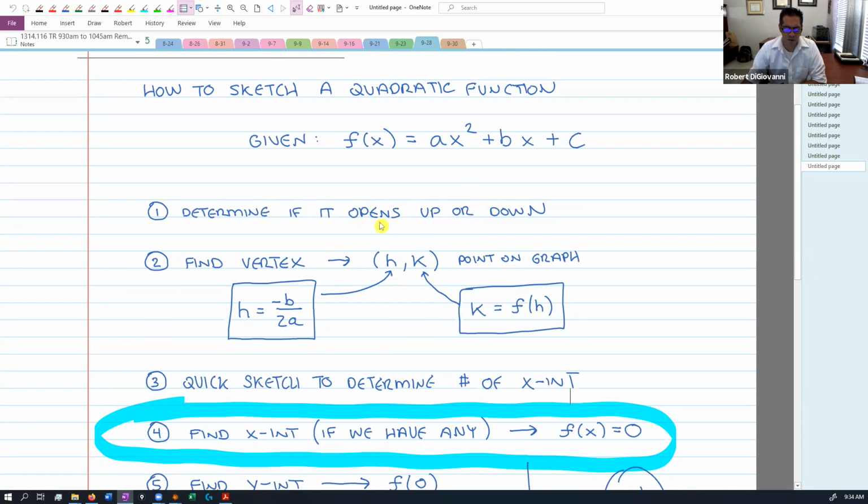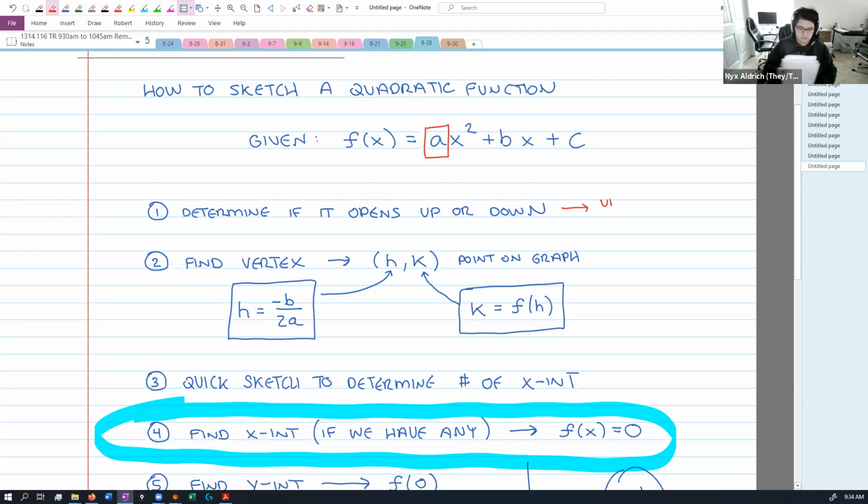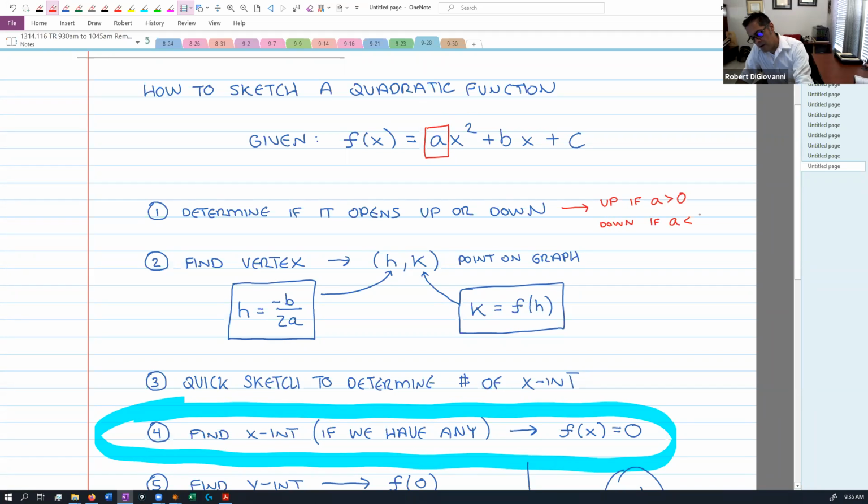What do you look at to determine if it opens up or down? Whether A is negative or positive. That's right. So you look at the number in front of x squared. It will open up if A is positive. It will open down if A is negative. So it's a very simple thing to check to see what the parabola does in terms of opening up or down.